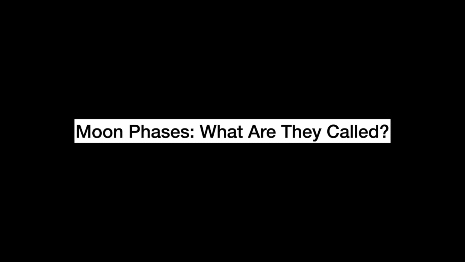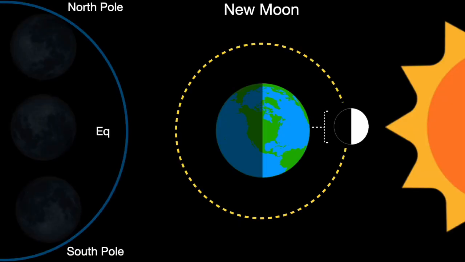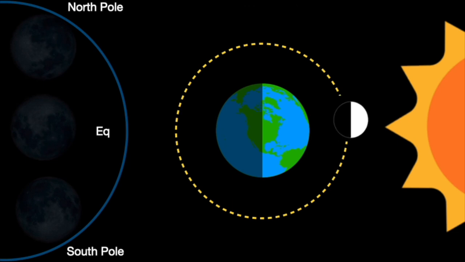Now let's see the names of the moon's phases and what they really mean. Number 1, new moon. This is when the moon is right between Earth and the sun. The far side is lit up, but the near side, the side facing us, is completely dark, so we can't see it at all. It's like the moon is hiding. That's why we call it the new moon. It marks the start of a brand new cycle.